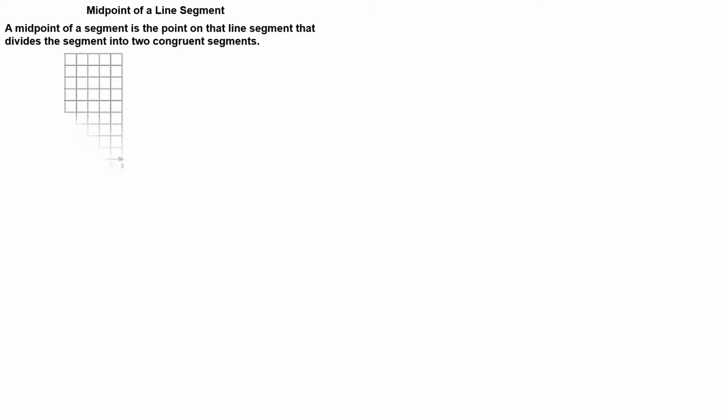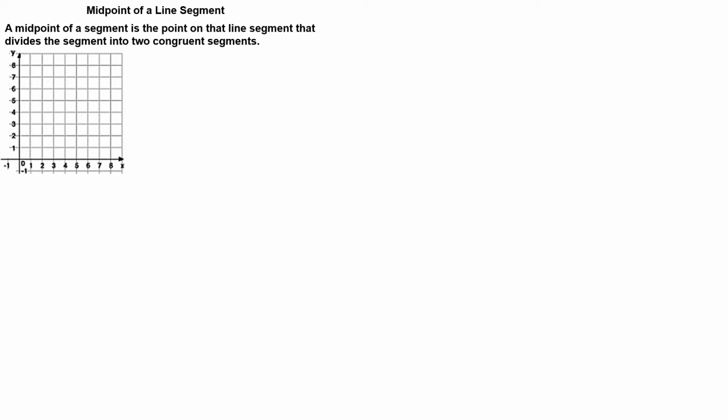A midpoint of a segment is the point on that line segment that divides the segment into two congruent segments. Look at the diagram. If the segment is horizontal or vertical, you can find the midpoint by dividing the length of the segment by 2 and counting that value from either of the endpoints.